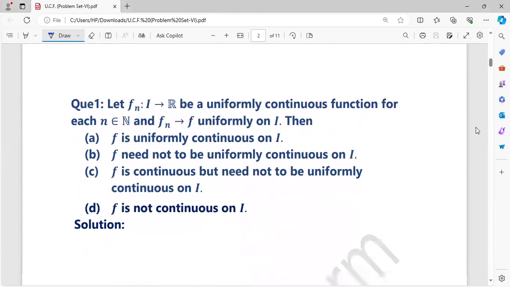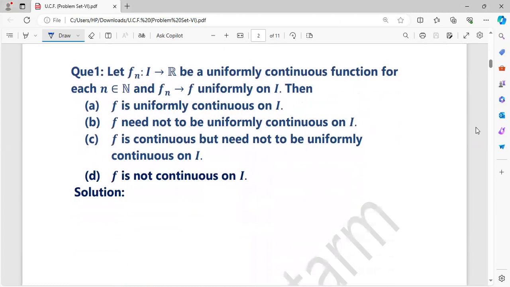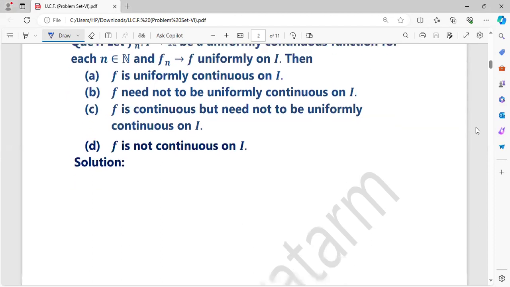So first question is: let f_n from I to R be a uniformly continuous function for each n belonging to N, and f_n converging to f uniformly on I. Then option 1 is f is uniformly continuous on I. Option 2, f need not be uniformly continuous on I. Option 3, f is continuous but need not be uniformly continuous on I. Option 4, f is not continuous on I. Okay, so let's see.